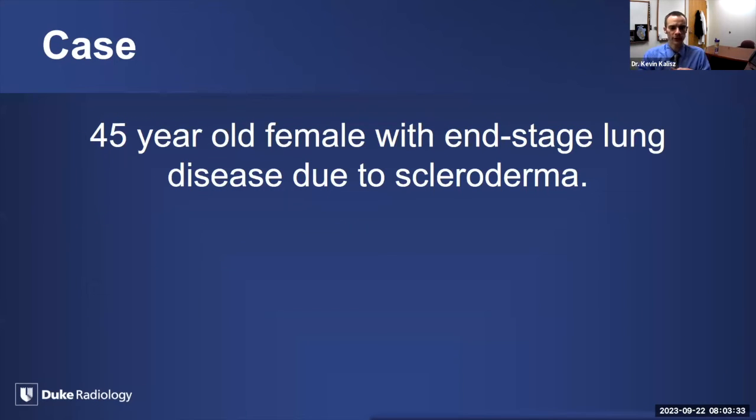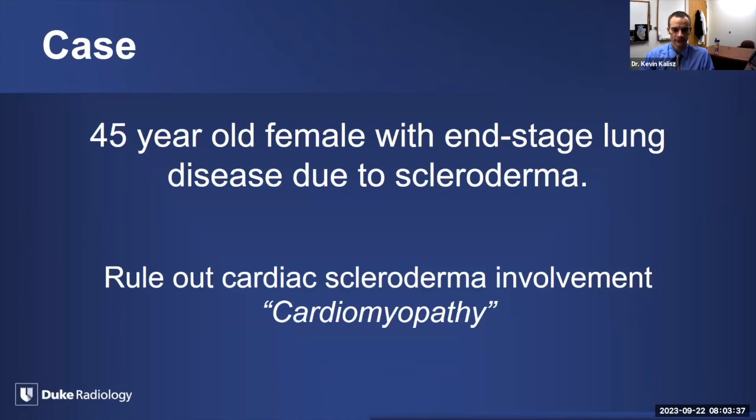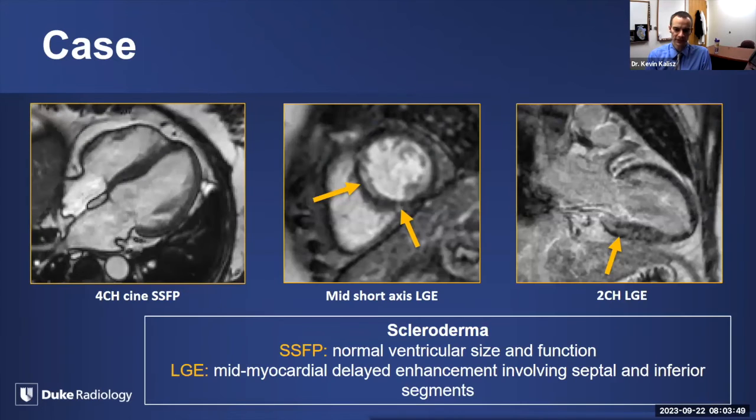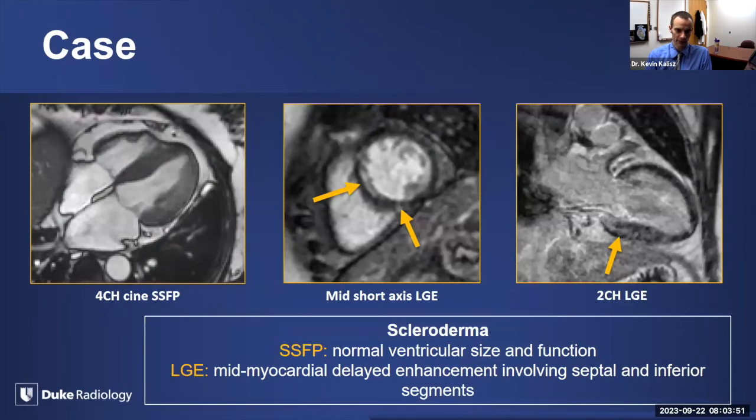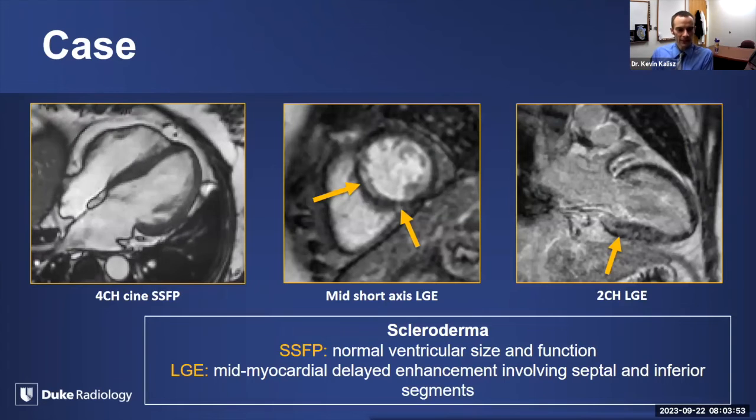Last set of cases here, 45-year-old female, end-stage lung disease due to scleroderma. So sometimes we do these cases to evaluate both for scleroderma involvement of the heart, as well as sequelae of pulmonary disease in the heart. The way I approach this is basically a cardiomyopathy protocol. So these come in a couple different flavors.